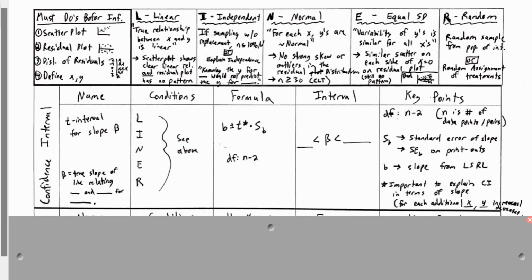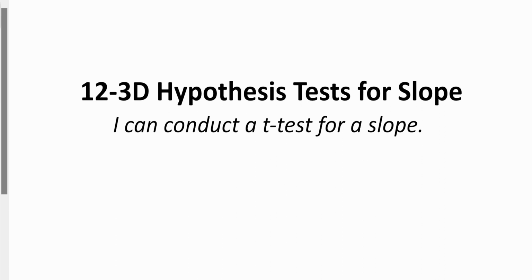S sub b is also called SE sub b. That is the standard error of the slope. b is the slope from the least square regression line from our sample data. It's important to explain the confidence interval in terms of slope for each additional blank, y increases or decreases by that, so we understand the full context. Now today we're going to get into the hypothesis tests.